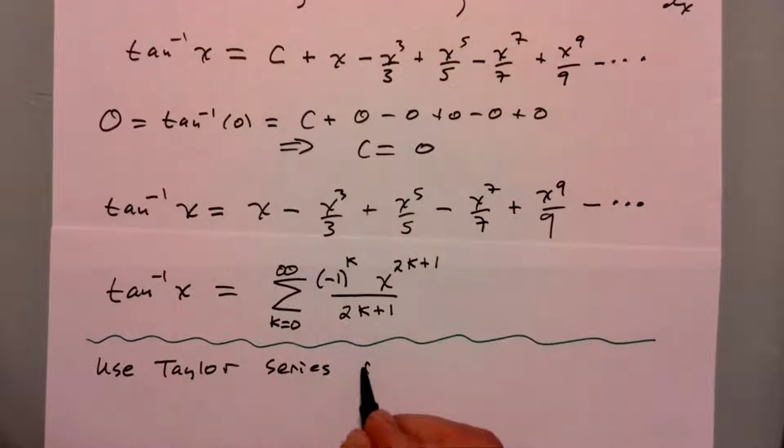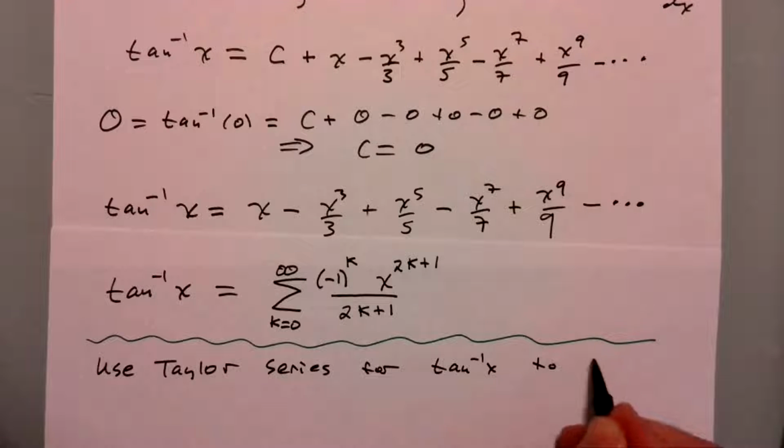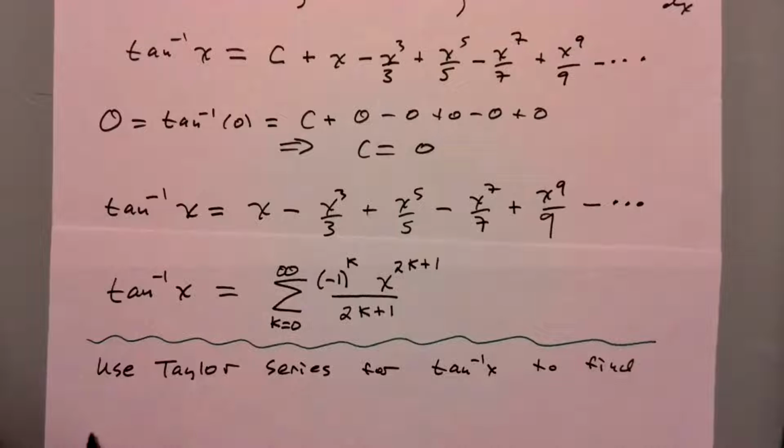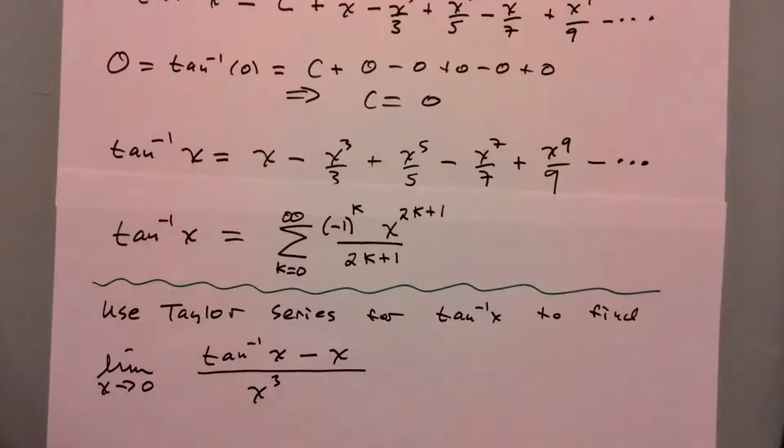So use the Taylor series for inverse tangent of x to find the limit as x goes to 0 of inverse tangent of x minus x over x cubed. Make sure you can see that. The first few terms should be enough.